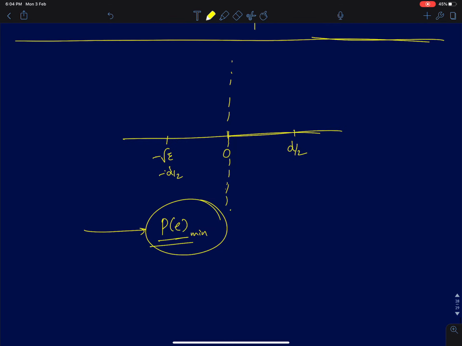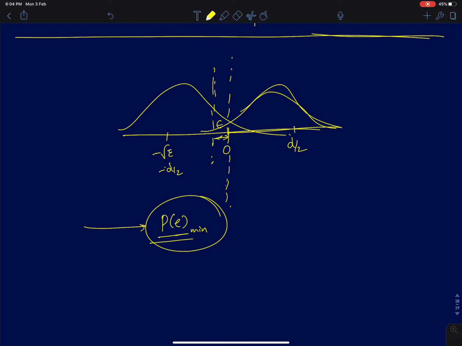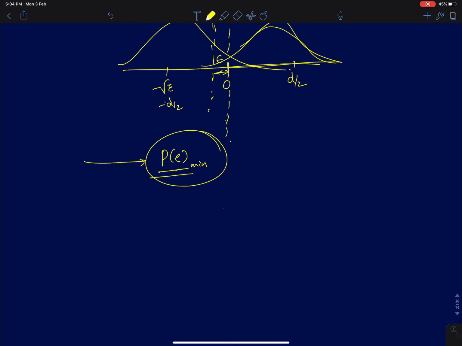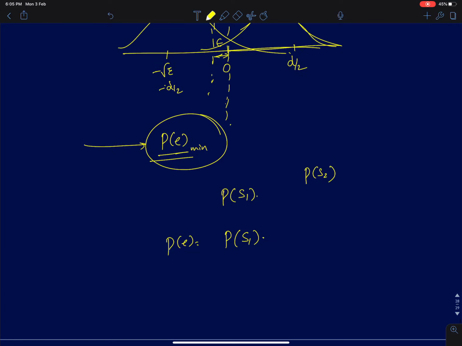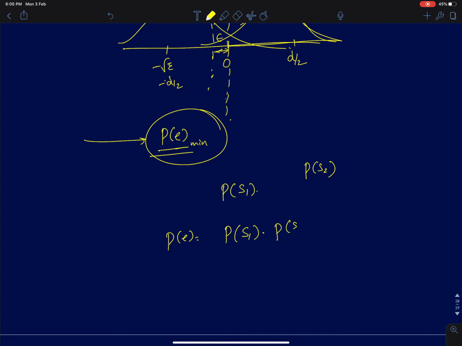To write that, let's assume the threshold point is not 0. Instead, it is, say, epsilon away from 0. Now I have 2 Gaussian random variables here. Noise is still the same, but I'm trying to find what happens if the thresholding point is slightly away from 0. So I'll call P of S1 the probability of S1, and P of S2 the probability of S2 being transmitted. Then the probability of error is going to be probability of S1 into, now you should keep in mind, probability of S2 given S1 is transmitted.